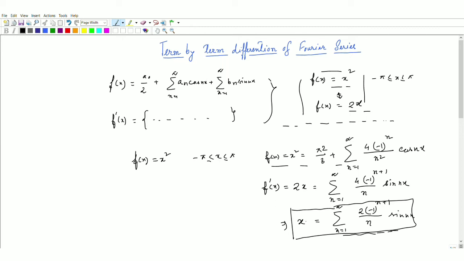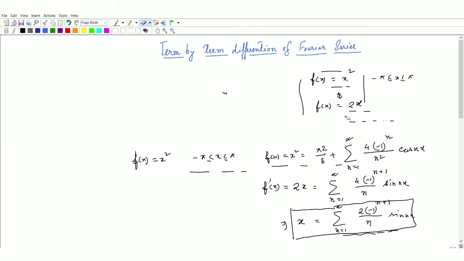How has it happened? Because f(x) = x square is a continuous function after periodic extension also. So this is possible in this type of function. You can do the term by term differentiation. So now we can write the conditions under which we can do the term by term differentiation. That thing I will write down. This can be applicable in many situations; there can be problems where you have to apply term by term differentiation.